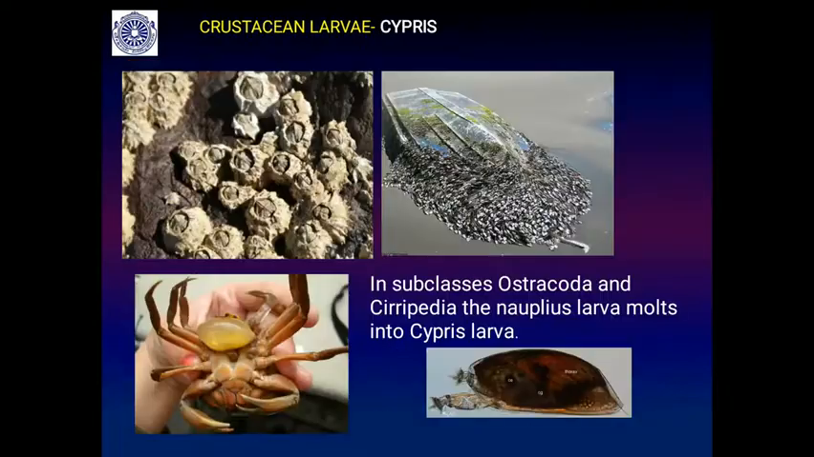Next is the Cypris larva. This Cypris larva is the typical larva of subclass Cirripedia. What are Cirripedia? You have not studied. If you go to the beaches, you will be able to see on the rocks that there are barnacles. These are a kind of crustacea. You can see these barnacles just on the rocks wherever there is a lot of wave action. If the rocks are lying there, you will definitely see these rock barnacles.